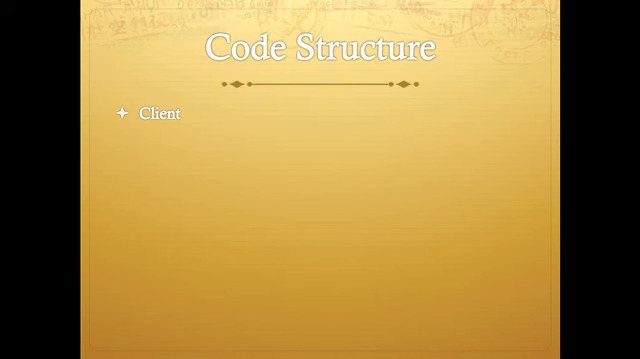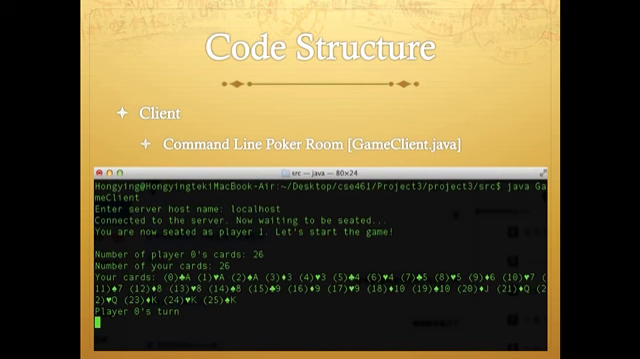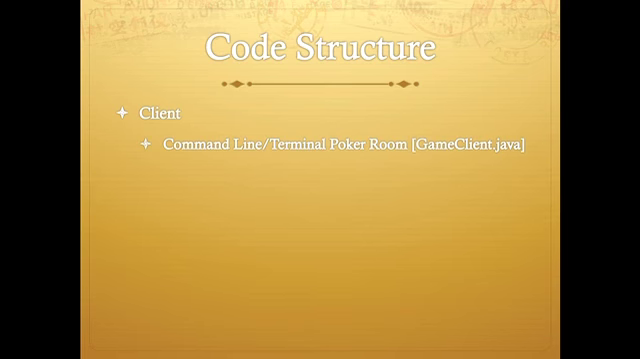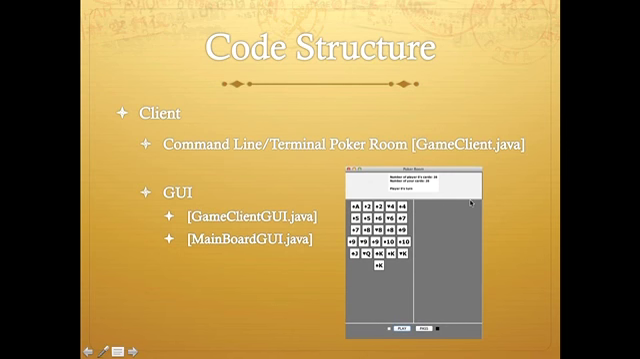Our client side is originally implemented by GameClient.java, which reads user input from the terminal and communicates with the server by sending and receiving payloads. Our GUI is built based on GameClient.java and shares the same functionalities. It is implemented by GameClientGUI.java and MainboardGUI.java. We talked about this in previous slides.